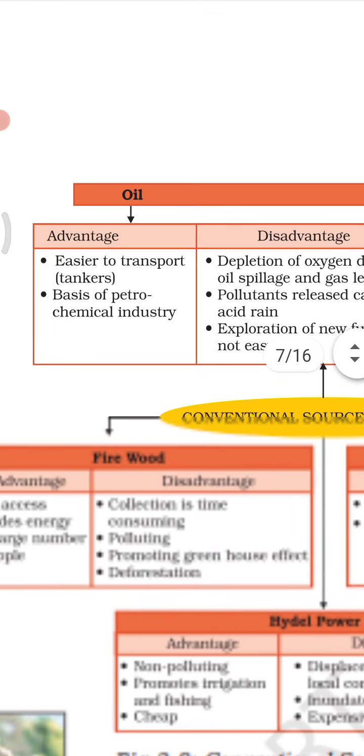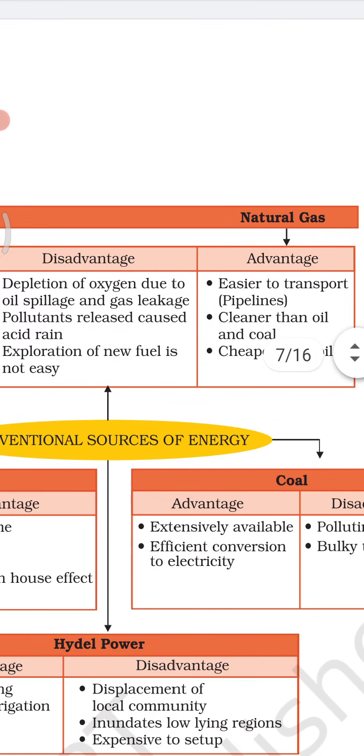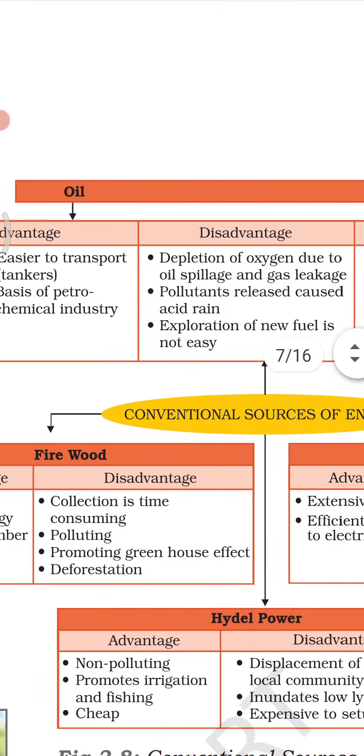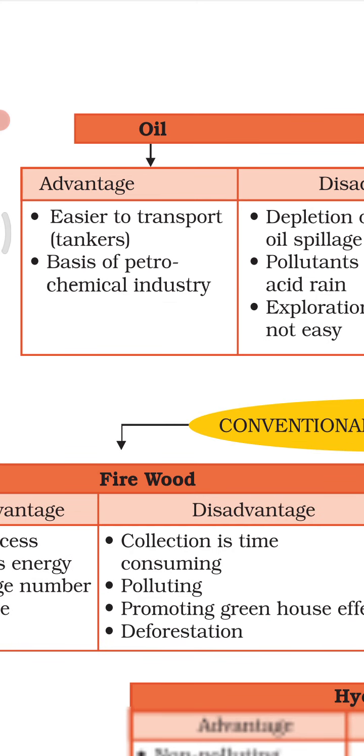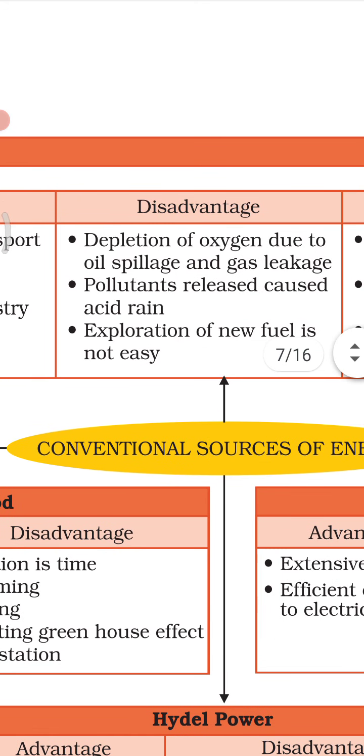See here, oil and natural gas. Oil is easier to transport, because it can be transported through tankers. It is the basis of the petrochemical industry, means it is used as a raw material in petrochemical industries.